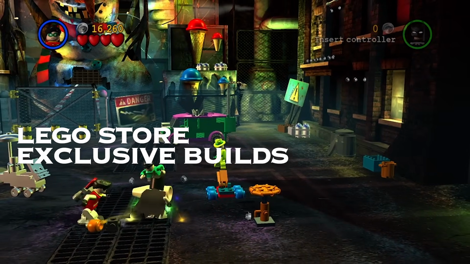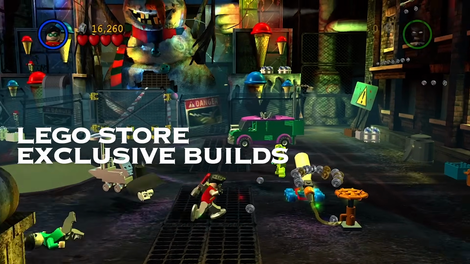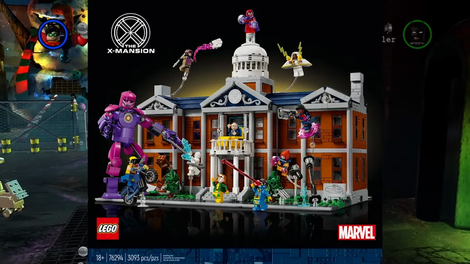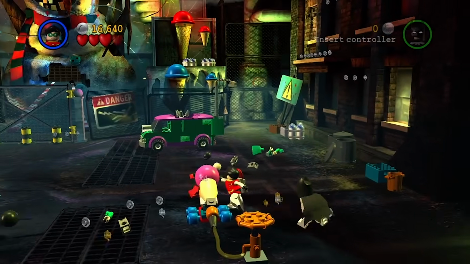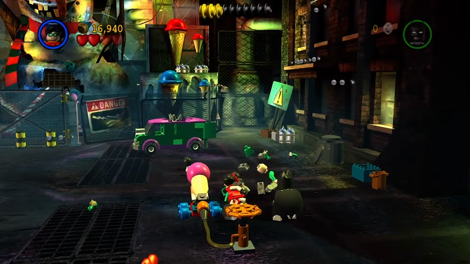LEGO Store exclusive builds. What I assume this entry refers to is that there are plenty of LEGO superhero sets that are LEGO exclusives, meaning that you can only purchase them directly from LEGO, either at a physical LEGO store or on their online shop.